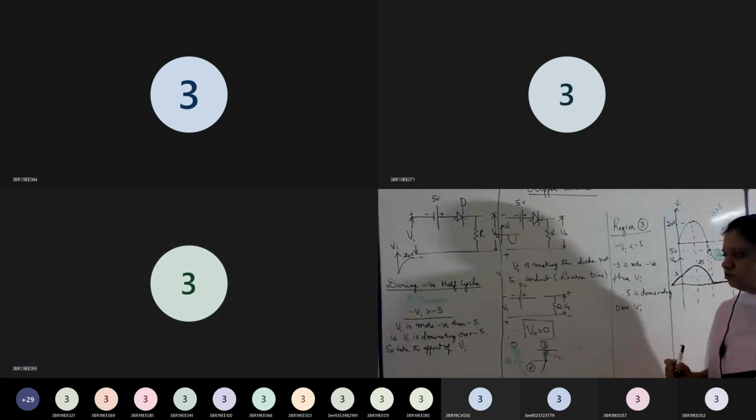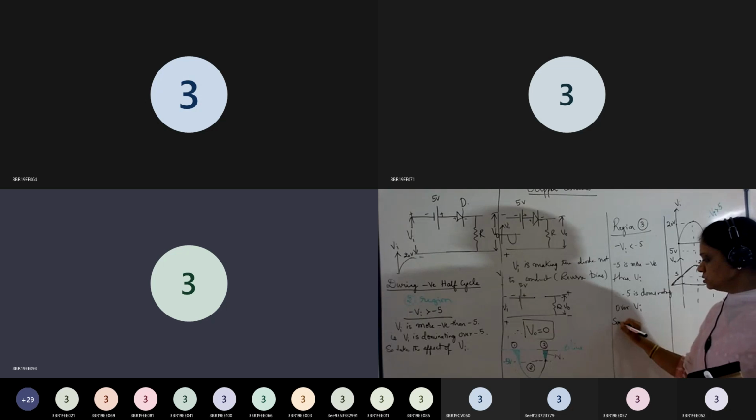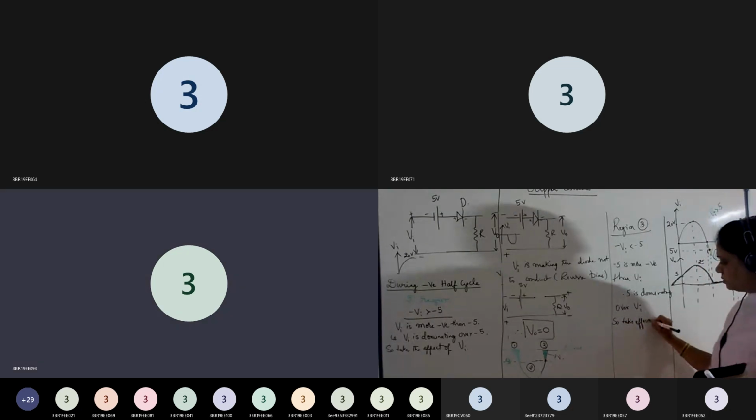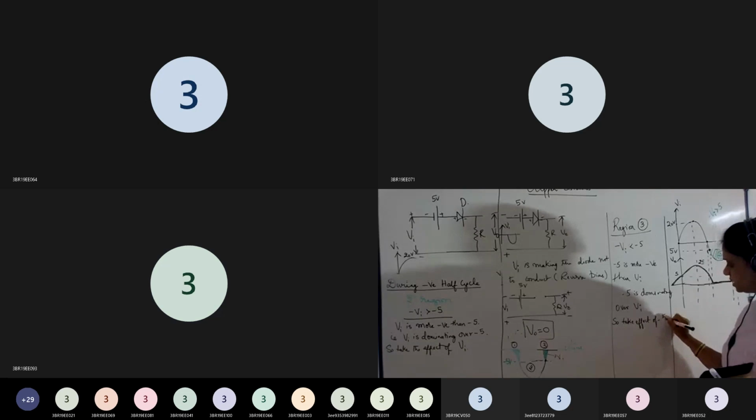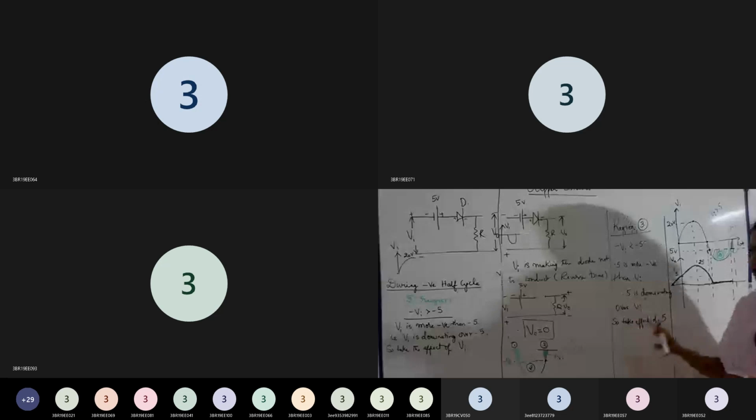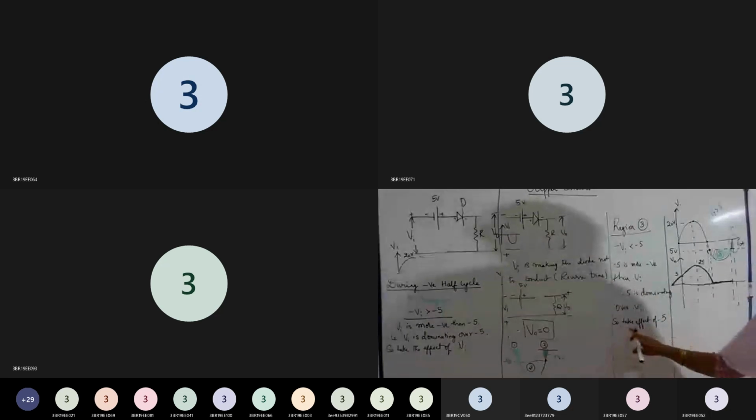Therefore, we should take the effect of minus 5. See, you have to write these words. After some days, definitely you will understand how you have solved if you read this. Now you have understood, but after some days, if you have not written this, nothing will come to your mind. So take whatever I am writing. Take the effect of minus 5.